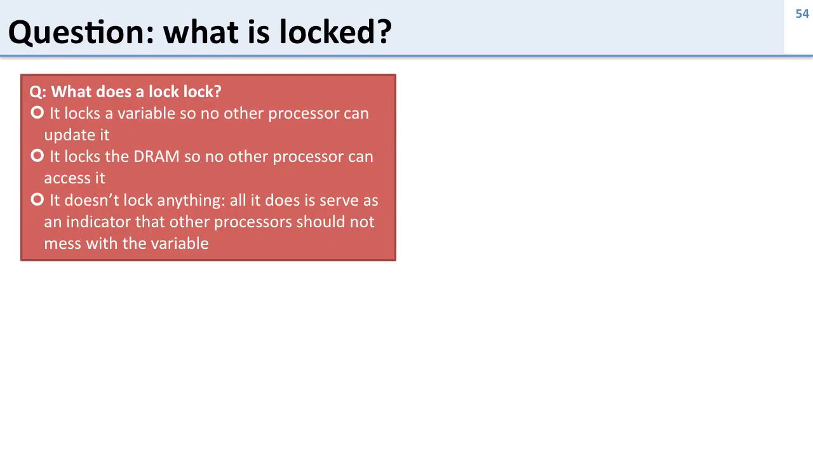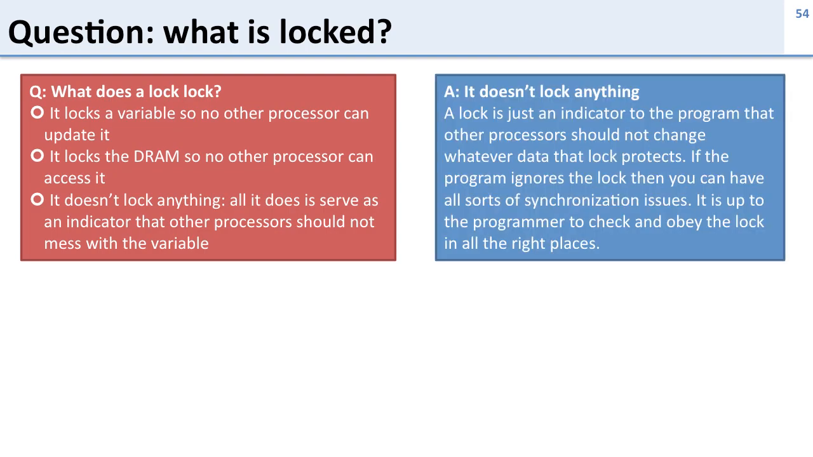So, what does a lock lock? Well, a lock doesn't actually lock anything. A lock is just an indicator to the program that other processors should not change whatever that lock is protecting. It's up to the program to pay attention to the lock and know which data has to be locked or which data the lock applies to. Remember, a lock is just a variable. The trick to using the lock is to make sure that you look at the right lock variable when you're changing the right data.